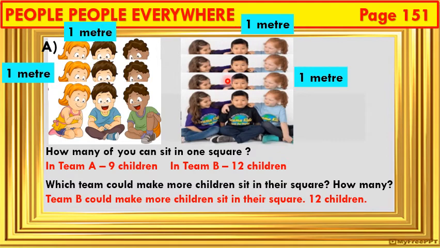Next question. Which team could make more children sit in their square and how many? Answer is Team B could make more children sit in their square. That is, Team B could make 12 children sit in their square.